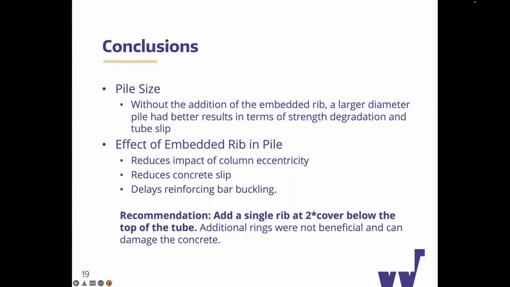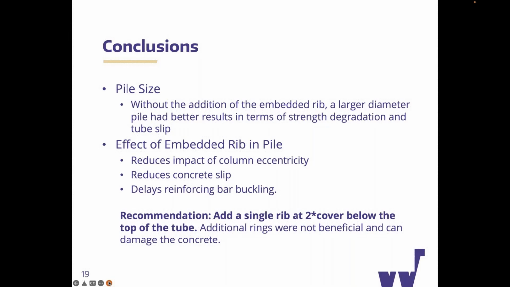What is the effect of embedding the ring in the pile? Well, this embedded ring reduces the impact of column eccentricity because of the enhanced bond and the fact that we're bringing those struts further down into the connection. We're seeing a reduction in slip of the concrete, which makes sense, and it delays reinforcing bar buckling. So our recommendation is to add a single rib at a distance of 2 times the cover below the top of the steel tube, below the top of the pile.